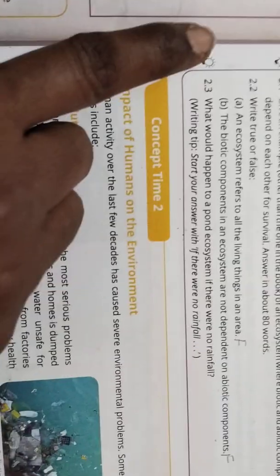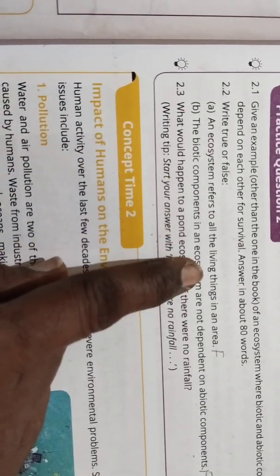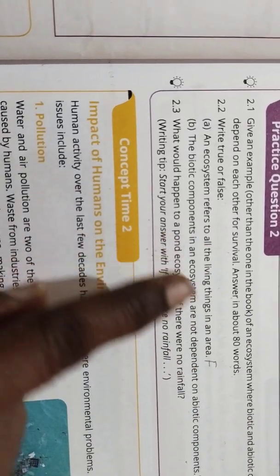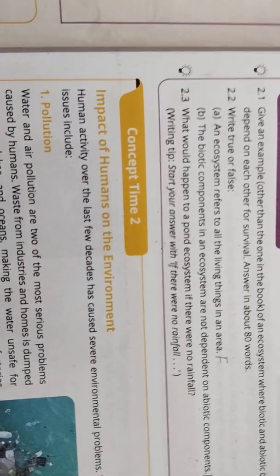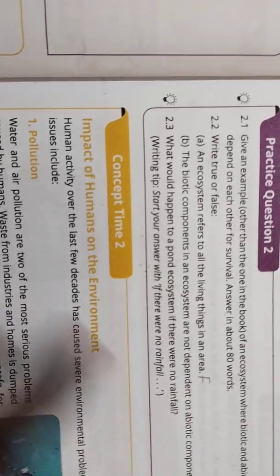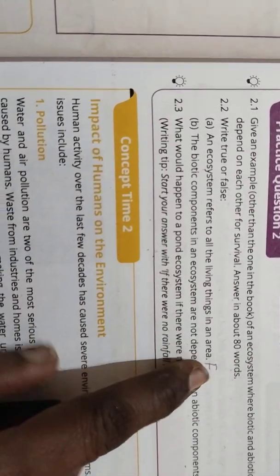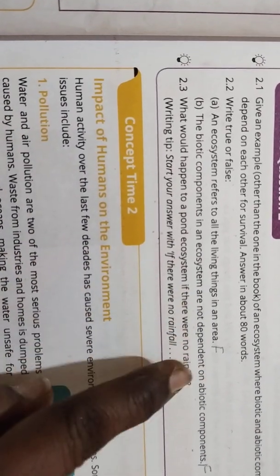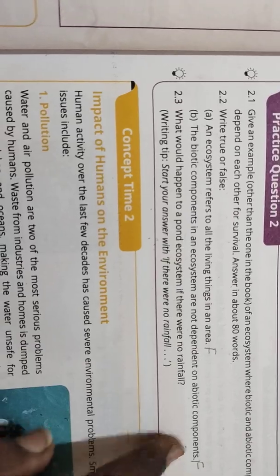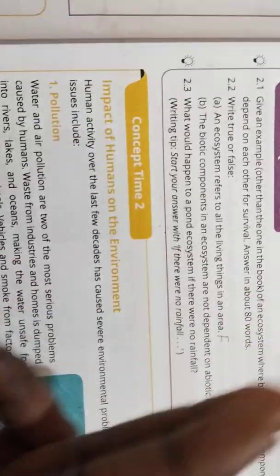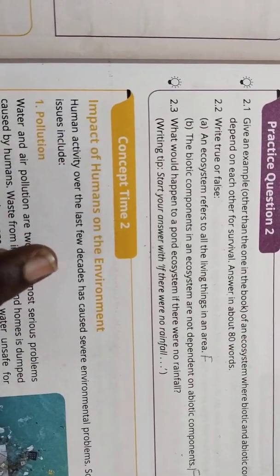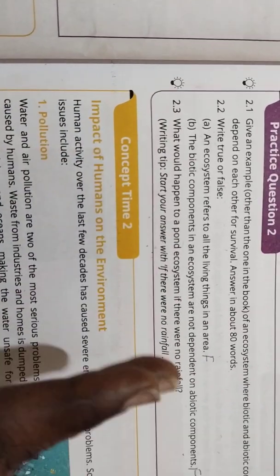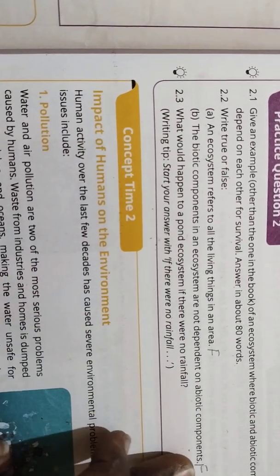And here: an ecosystem refers to all the living things in the area. So here it refers only to the living things? No, it refers also to the non-living things. So the answer will be false. Then: the biotic components in an ecosystem are not dependent on abiotic components. Here it depends on the biotic as well as the abiotic components. Okay, so it was given as not dependent, but it is dependent on both, isn't it? So it is false here.